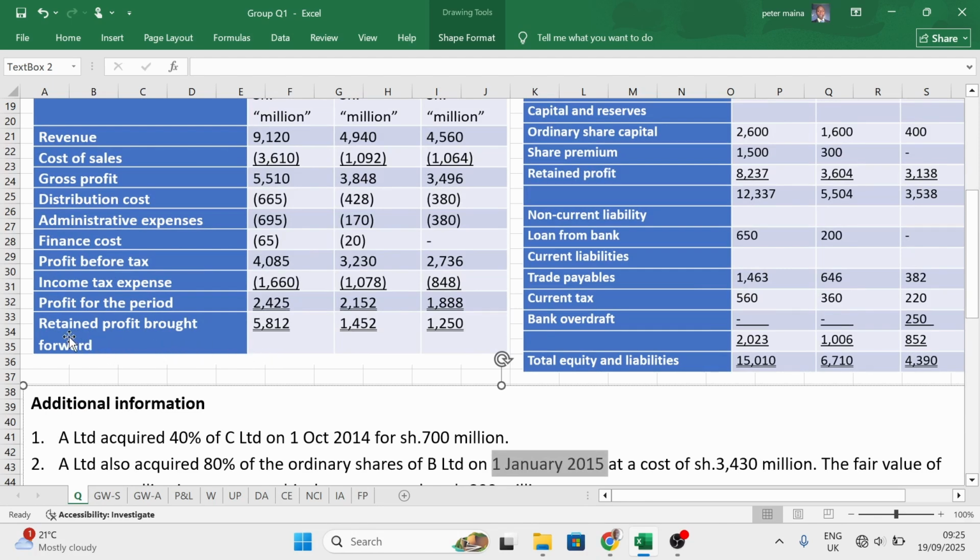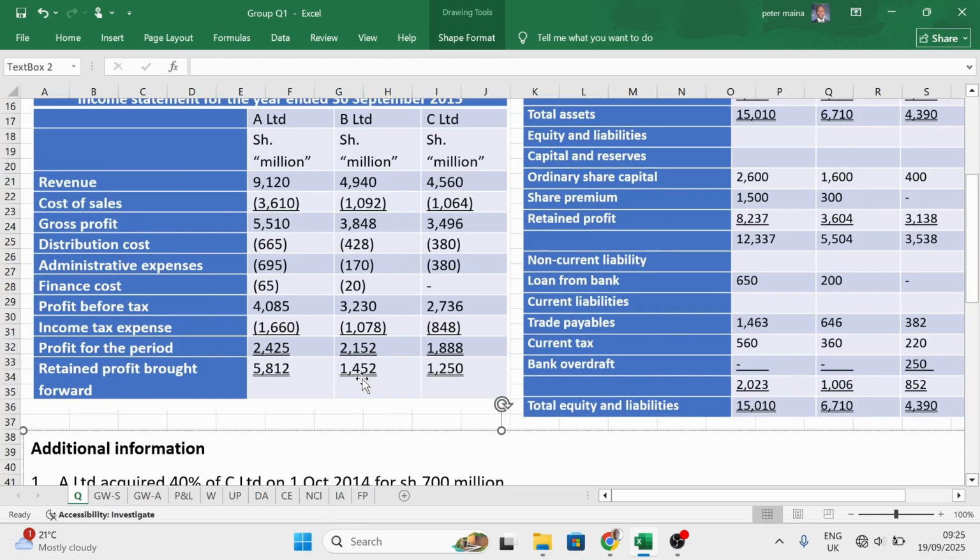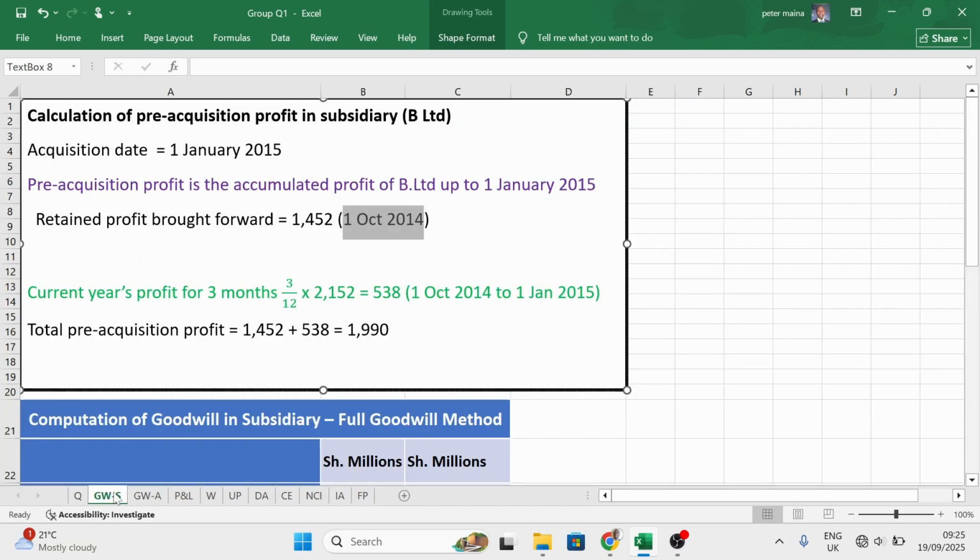At the bottom, you are given retained profit brought forward. These are the profits as at the beginning of the year. We are interested in B Limited, which is the subsidiary. Their profit was 1452. That is the balance brought forward, 1452 as at 1st October 2014. So we want the profit between this date, 1st October, up to the date of acquisition, 1st January 2015, because that is what we are missing.